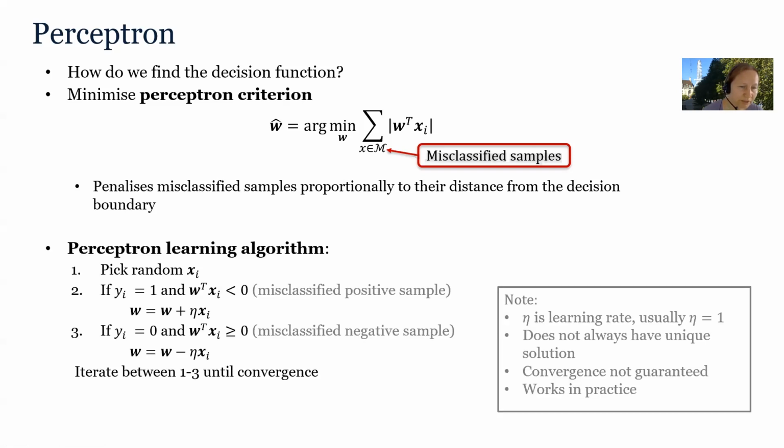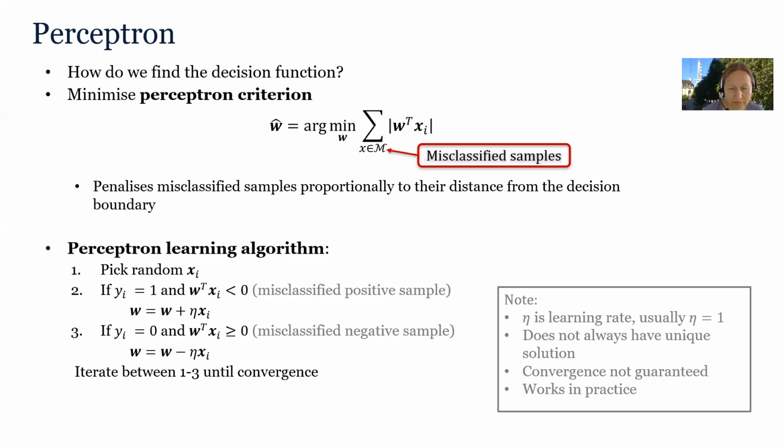The perceptron model can be fitted through the perceptron learning algorithm. First, we pick a random sample, and then we check whether it's misclassified. If it's misclassified, we amend the parameter vector using one of these equations depending on the label. If it's correctly classified, we do nothing. And we iterate between these steps until convergence. This parameter eta is the learning rate and is usually set to 1.